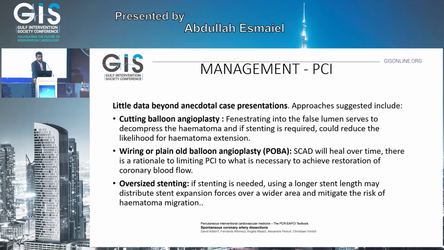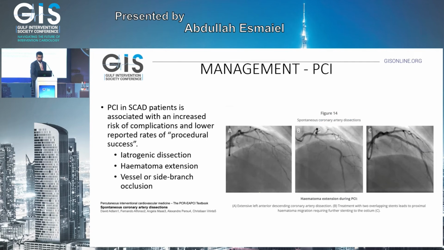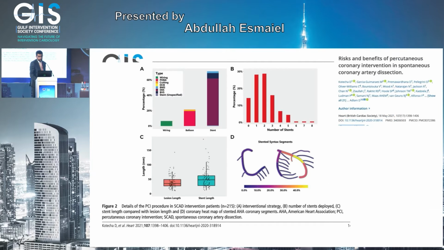If you decide to stent, you have to pay attention that you may extend the hematoma. So try to do that with a single stent only, a single long stent. Try to cover 5 to 10 millimeters proximal and distal. That's how you distribute the hematoma. Because if you see this case, mid to distal LAD is affected, the stent was placed, then the hematoma extended more proximally, and they ended up with very extensive stenting.